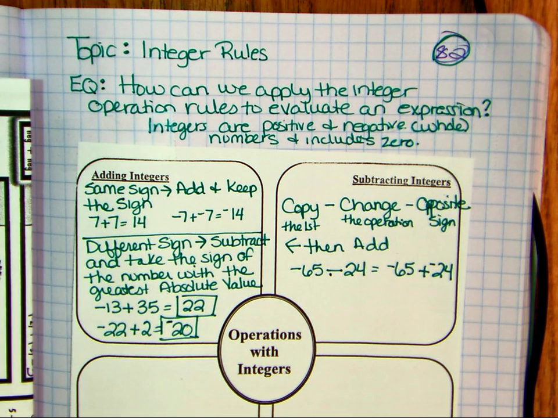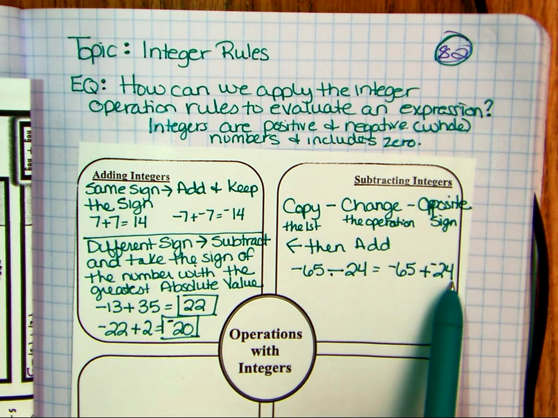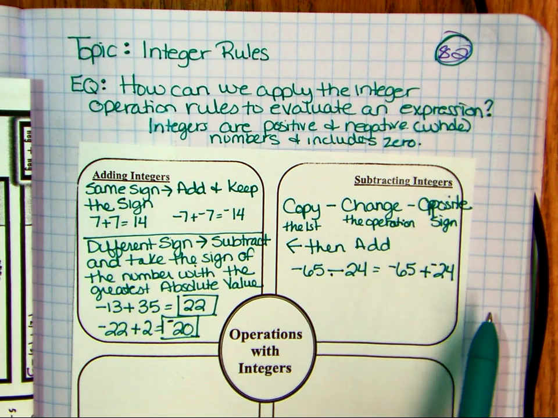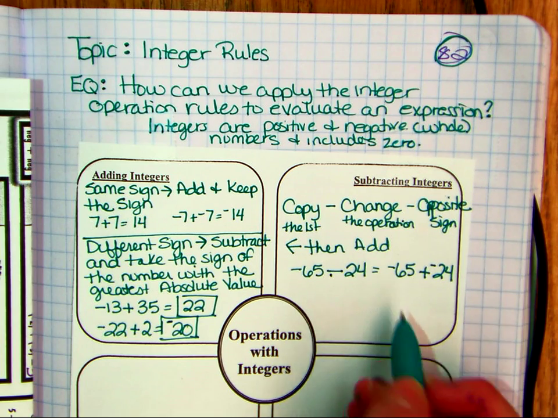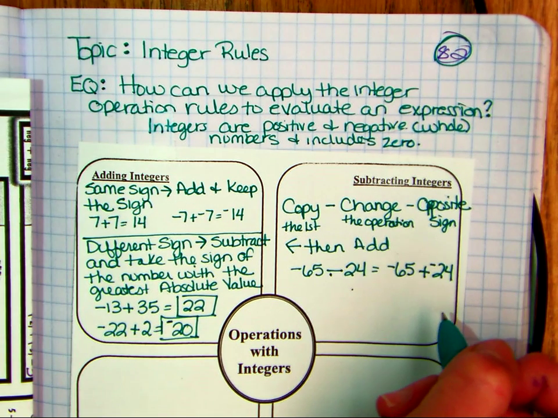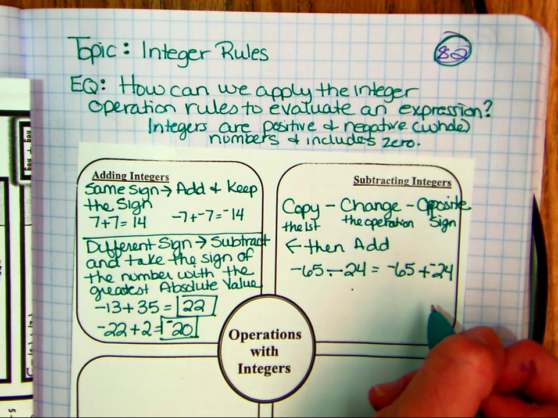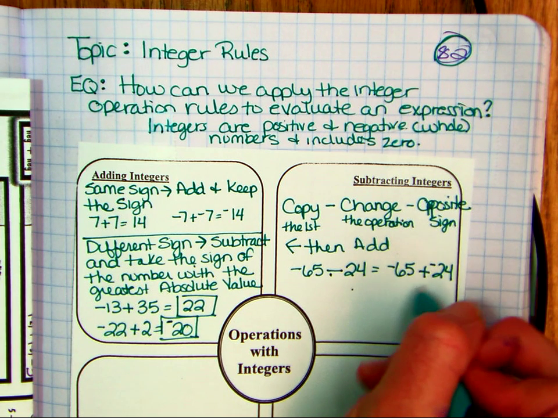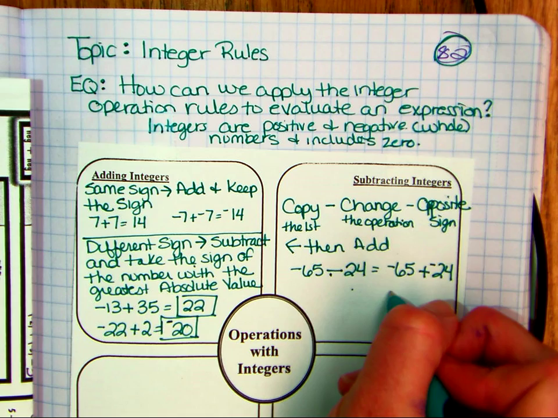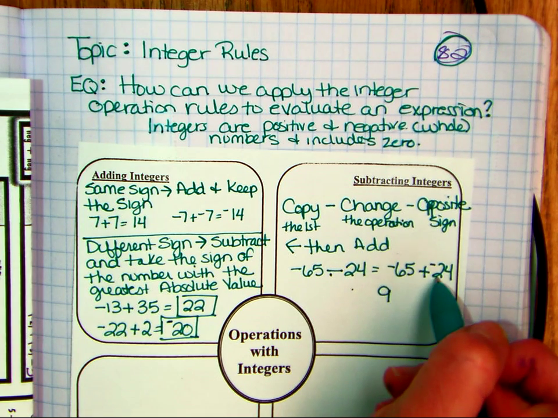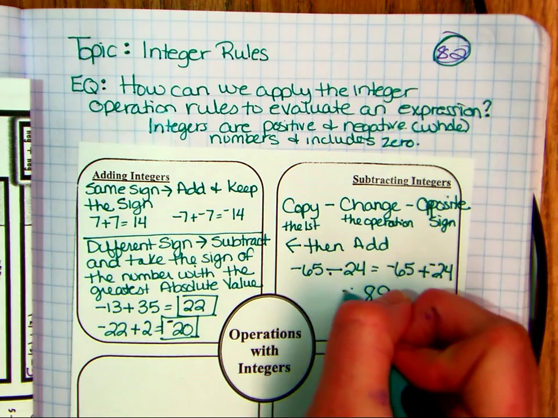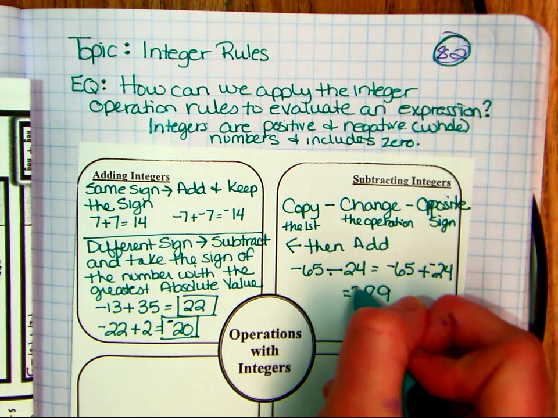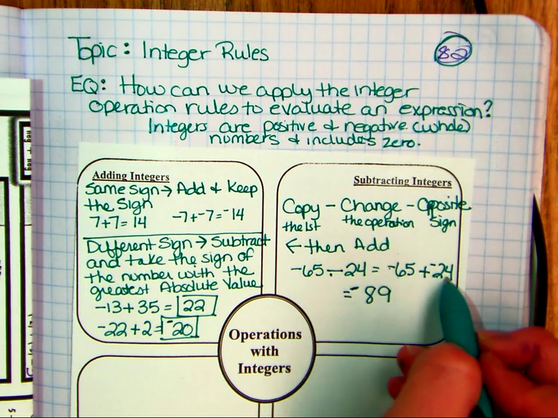So when I do this, I have a negative plus a negative, which tells me I'm going to just add it and then keep the same sign. So my answer ends up being, I have a 9, because 4 plus 5 is 9, and then 2 plus 6 is 8. So my answer is going to be a negative 89, because it's a negative and a negative.